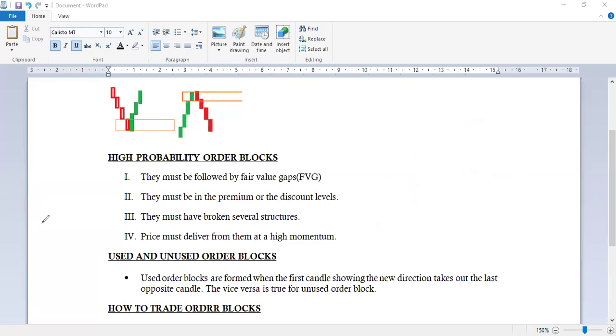And then the price must deliver from them at a high momentum. That is the criteria for choosing which order block to use or which order block you're supposed to trade.